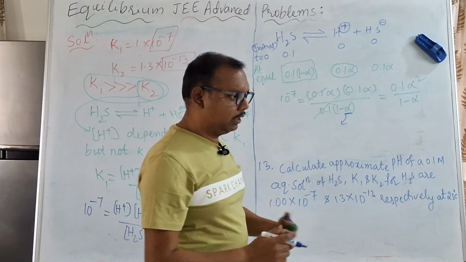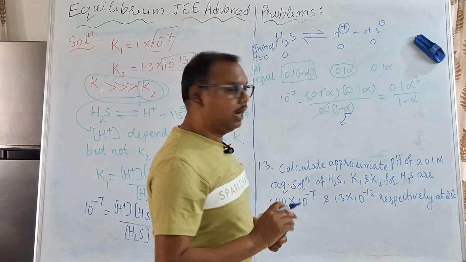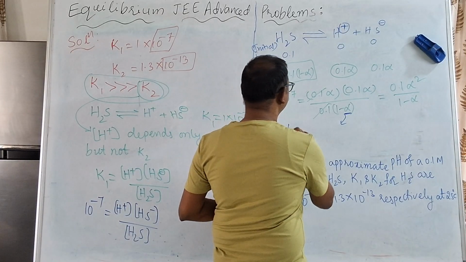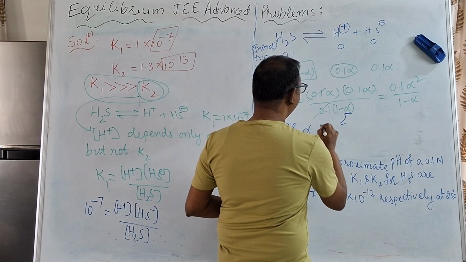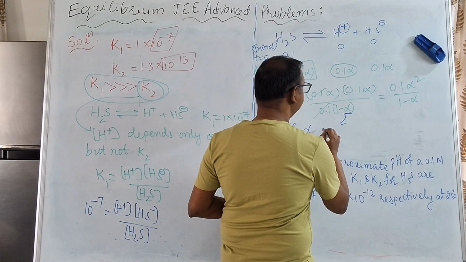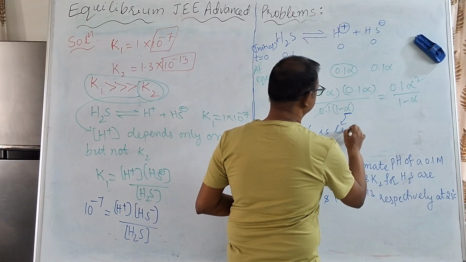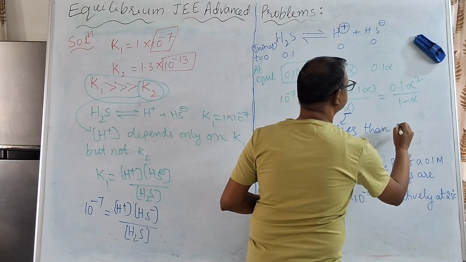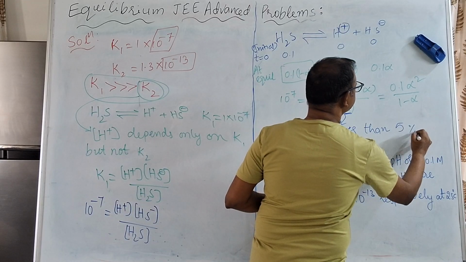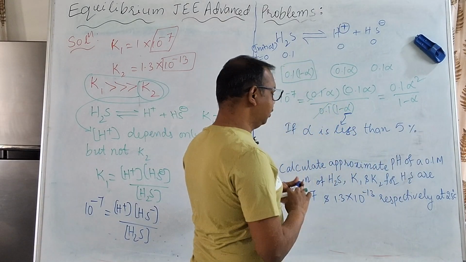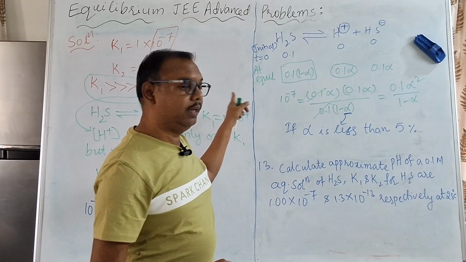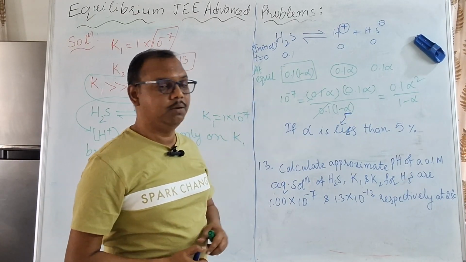to actually we can neglect alpha here. In order to remove that alpha, the important condition is if alpha is less than 5%. Alpha is less than 5%. 5% means what? When the K value is very less, then alpha is less than 5%.